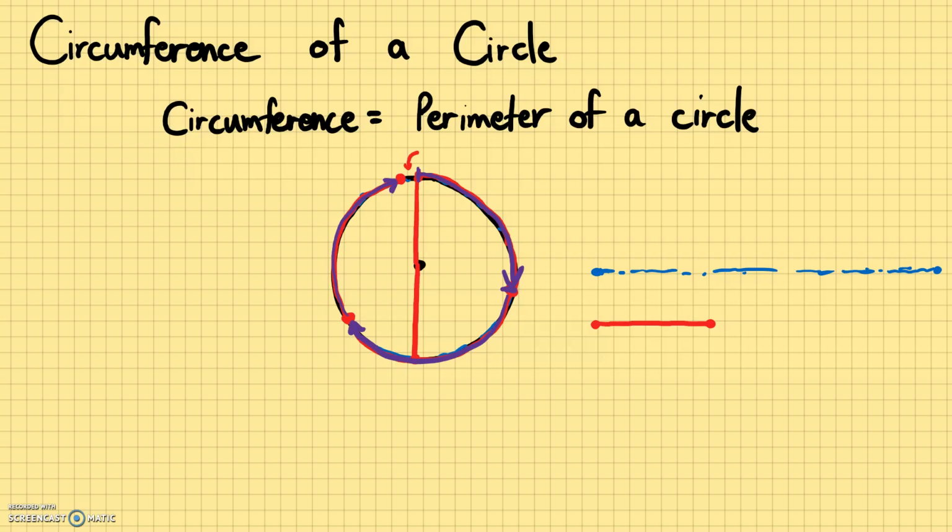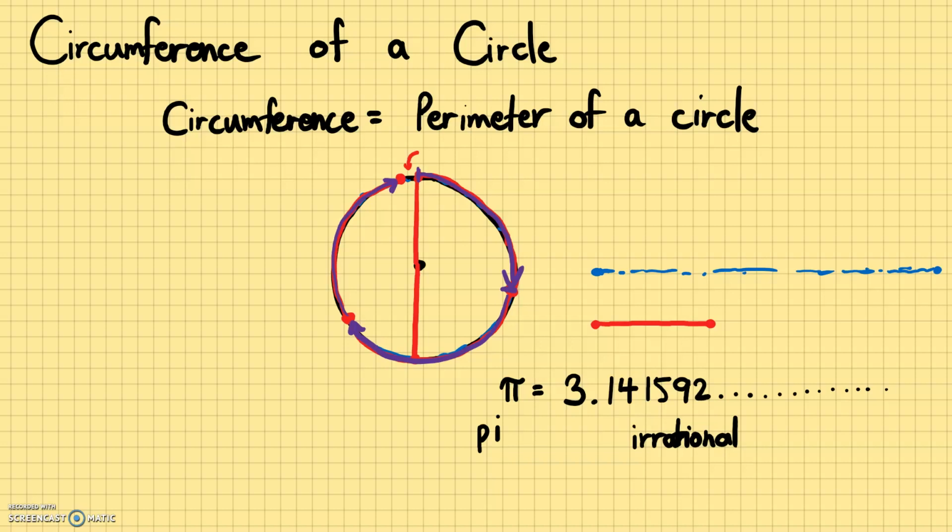And it turns out that the diameter goes inside the full circle exactly 3.141592... and this decimal number doesn't actually end. It's an irrational number, meaning it doesn't repeat and it goes on forever. So the decimal point just keeps on going forever. And this famous number is called pi. You write it like this, and you read it like this, pi.